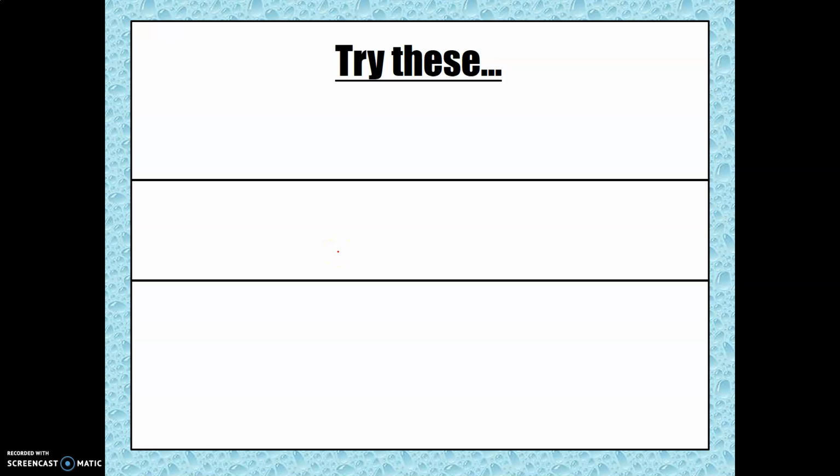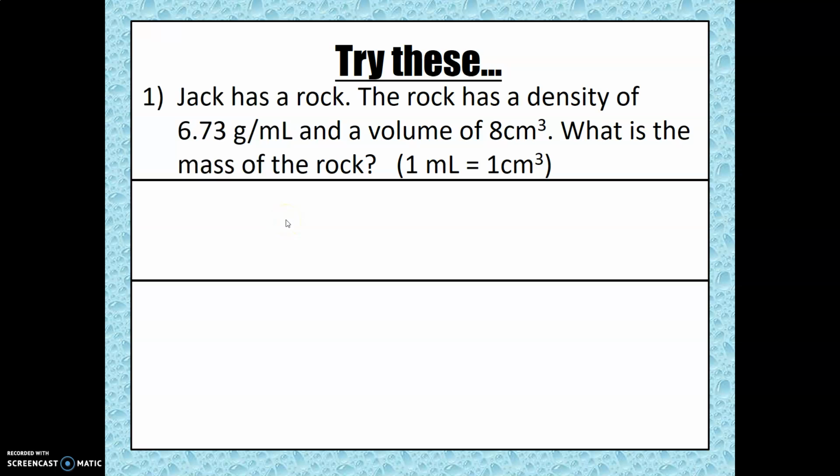So here's some practice problems. We're going to try these. So we're going to start with this one. Jack has a rock. The rock has a density of 6.73 grams per milliliter, and a volume of 8 centimeters cubed, which is the same as 8 milliliters. And we want to find the mass, which we don't know.